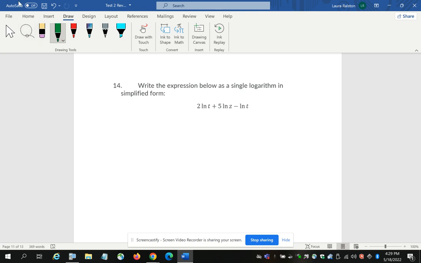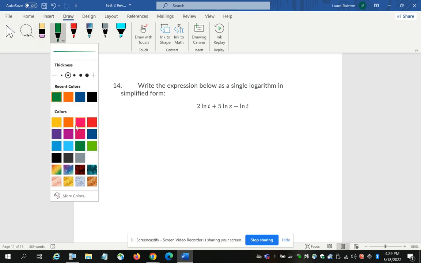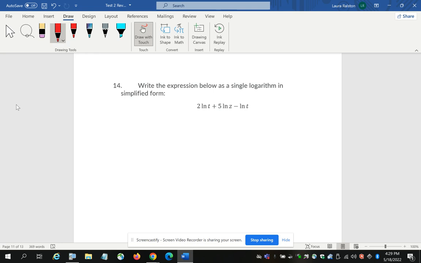With 14, you're trying to go the other way, okay? You're trying to condense into a single logarithm those three terms. And so again, you have to apply the properties of logarithms. The first thing I notice is that I have these coefficients in front of the log, which we can apply the property and those go back and become exponents. So this is rewritten as the natural log of t squared plus the natural log of z to the fifth minus natural log of t.